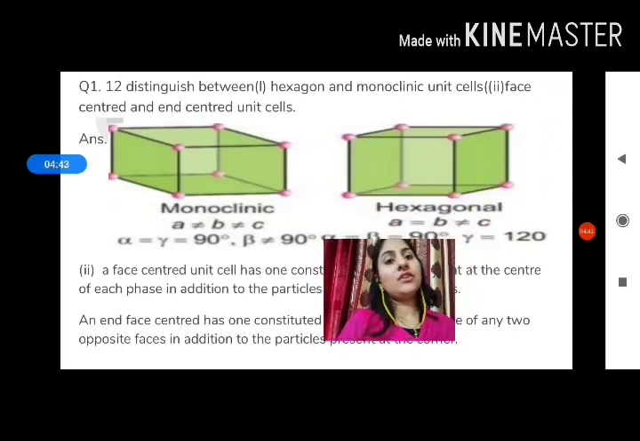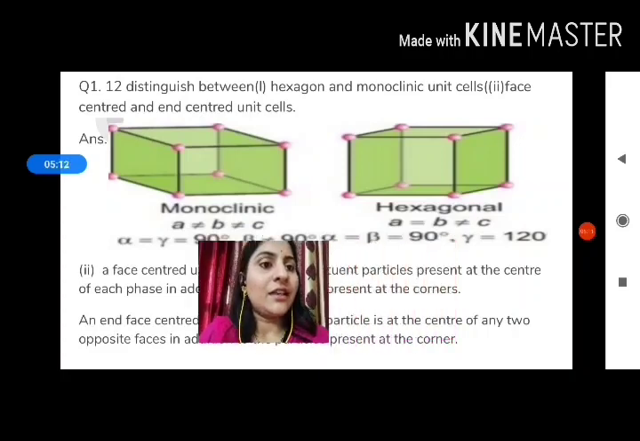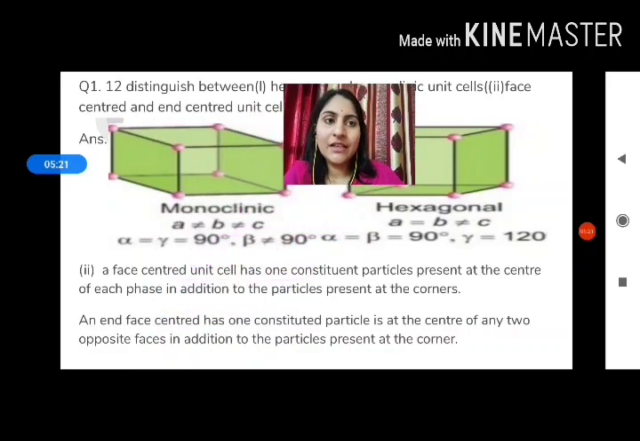Next question, distinguish between hexagonal and the monoclinic type of the unit cells. And second question is face-centered and the end-centered unit cells. As you can see clearly in the figure, the monoclinic will not have the edge lengths equal to each other, that is a is not equal to b is not equal to c, and alpha and gamma are equal to 90 degrees but beta is not equal to 90 degrees. In the hexagonal, edge length a is equal to b but not equal to c, alpha and beta equal 90 degrees and gamma angle is 120 degrees.